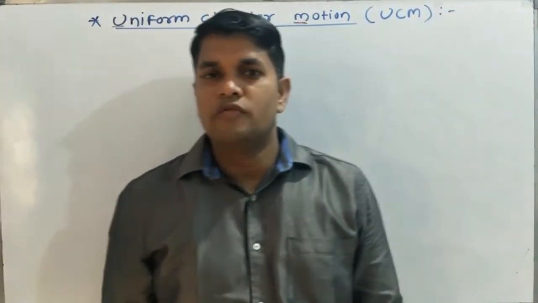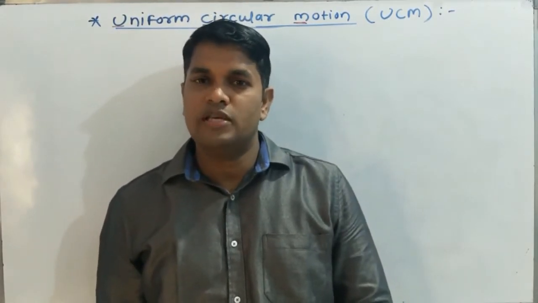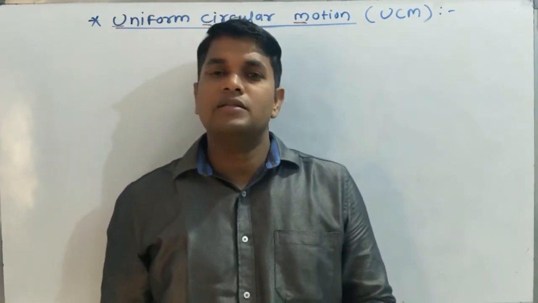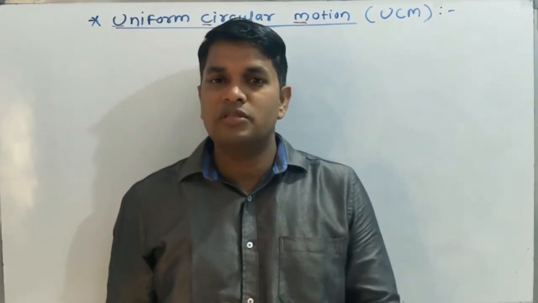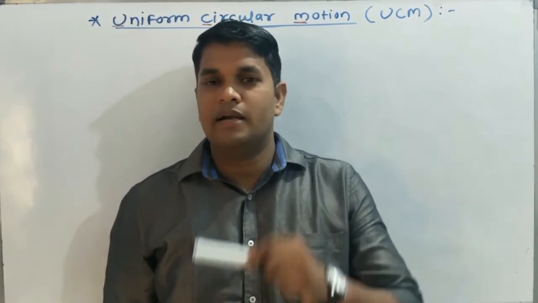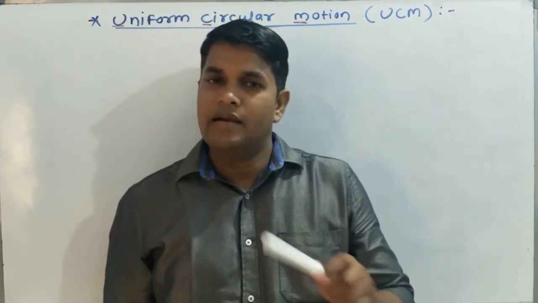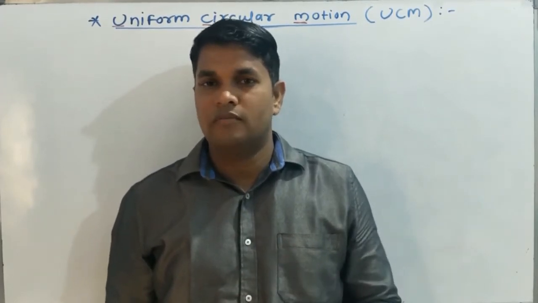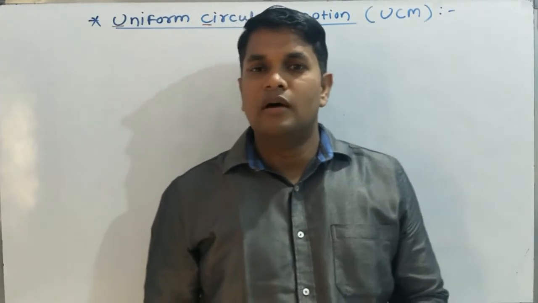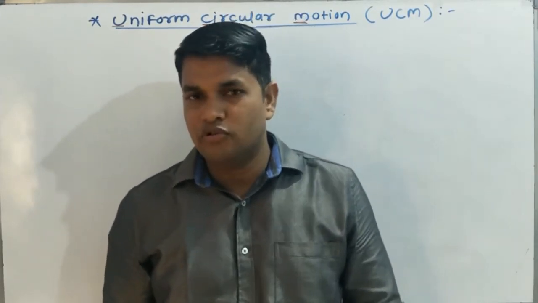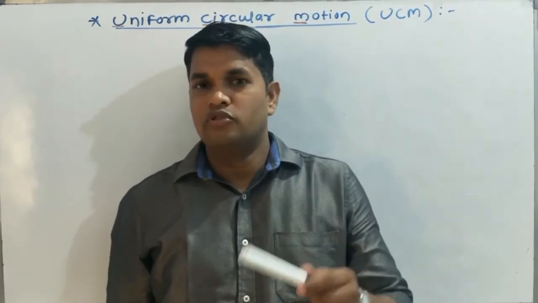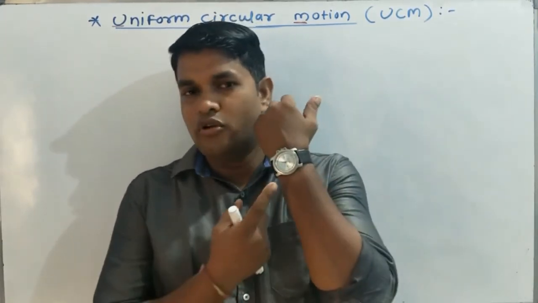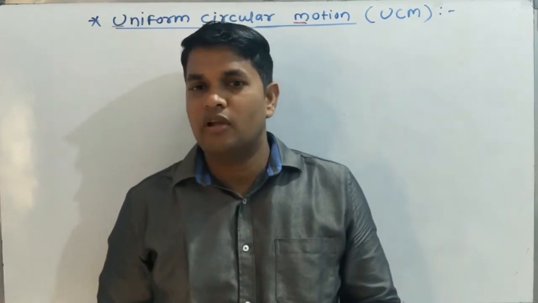The next concept is uniform circular motion, that is UCM. What is its definition? When the particle moves in a circular path with constant speed or angular velocity, that is, the particle's speed is constant and it moves in a circular path, then its motion is called uniform circular motion. For example, the motion of the earth around the sun is uniform circular motion because it takes the same time to complete one rotation. The motion of the hand of a clock is again uniform circular motion.